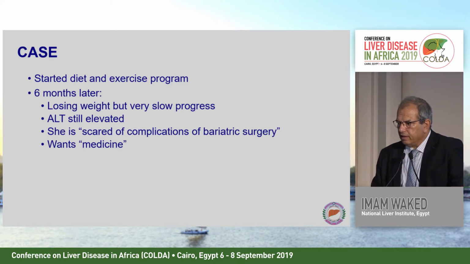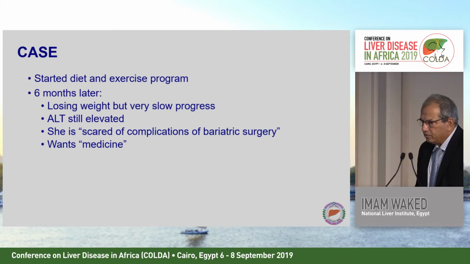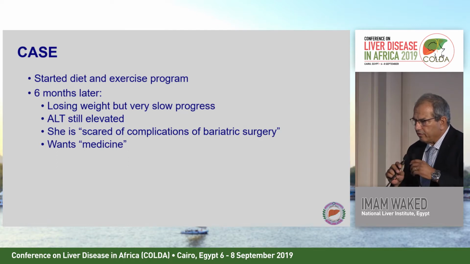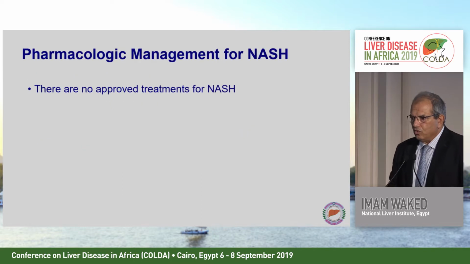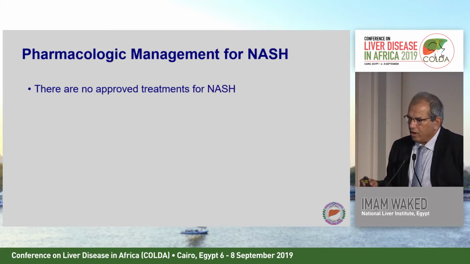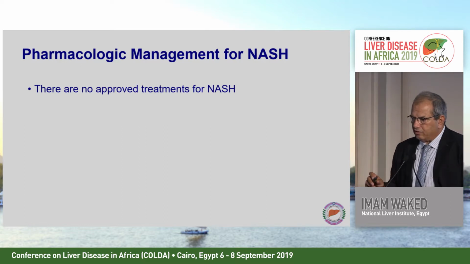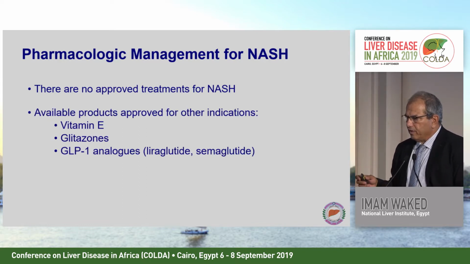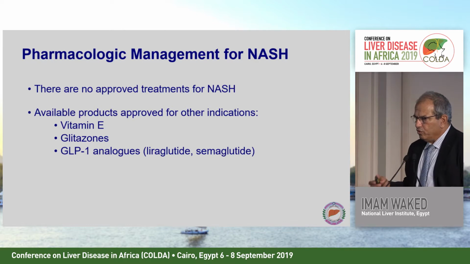However, the lady started a diet and exercise program. After 6 months, she had lost very little weight. The ALT was still elevated, and she did not want to go through bariatric surgery, and she wanted to take a medicine. She wanted pills. So, knowing that there are no approved treatments for NASH and only available products for other indications, which would you choose?